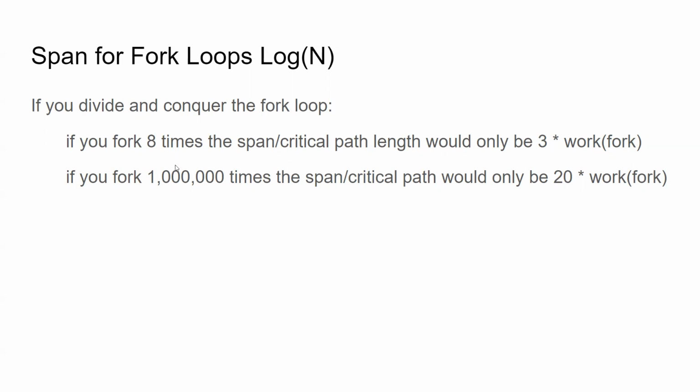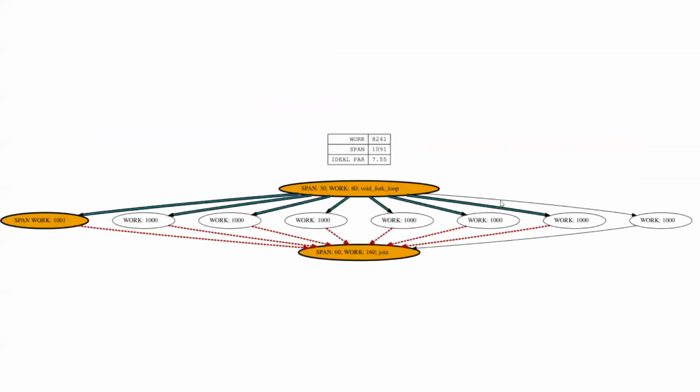Similarly, imagine you have a lot of processors and you're going to fork 1,000,000 times. Unnicely, that'd be 10 million work to get it going, if the work per fork was 10. But honestly, the span would only be 200. It would only be 20 because log of 1,000,000 is about 20. 20 times the work of a fork, so 200. So that's pretty nice.